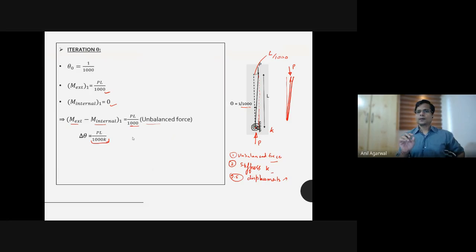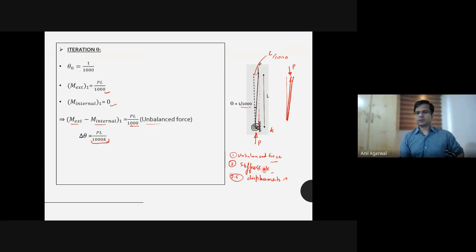Now, because of this additional rotation, what has happened is that my external force demand has also increased. Because earlier this P force was acting at a distance of L by 1000. Now it is not acting at L by 1000, it is acting at L by 1000 plus this multiplied by L, right? At a slightly farther distance. So P has also moved, right? So there will always be some unbalanced force. Agreed? So this is the first iteration.